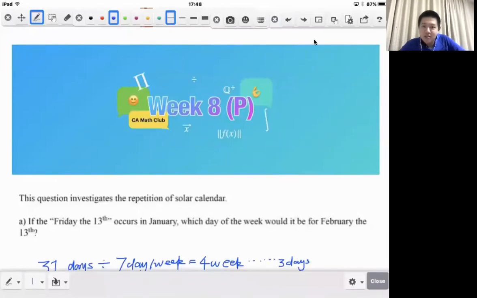Hello, everyone. This is the explanation for the problem in problem set number 8. At that club meeting, I had some internet issues, so I'm going to explain this question here.